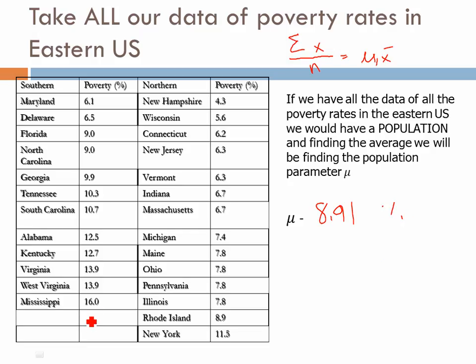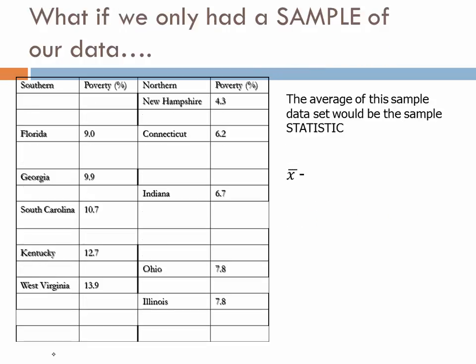Now, here's a great example of why we use samples instead of populations. Let's say it was impossible to get all of the states' poverty rates. Say some states did not produce their poverty rates, and say I could only take a sample, like 1, 2, 3, 4, 5, 6, 7, 8, 9, 10. 10 of these states, okay? I've just randomly sampled. Well, if you found the average of this sample, you would be finding the statistic, the X bar, the sample mean. So let's find the sample mean here.